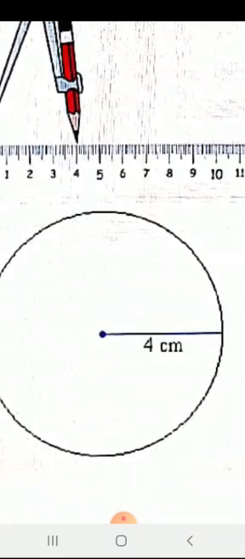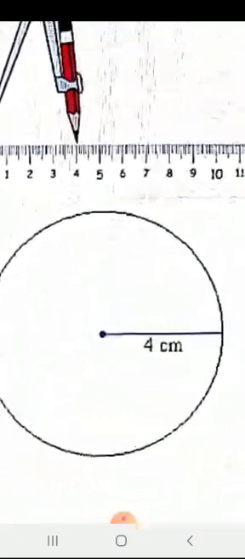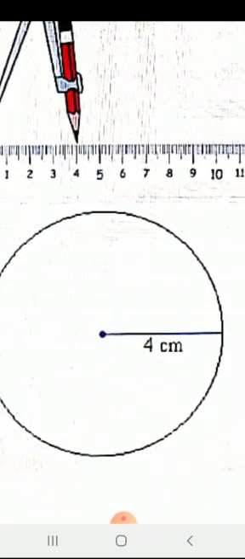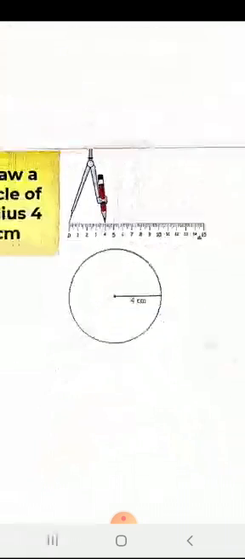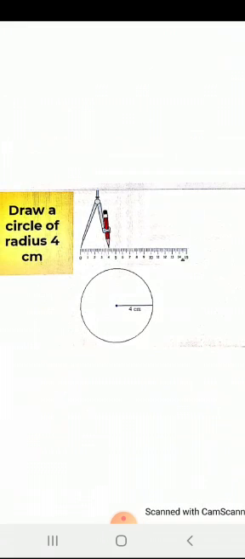We'll draw the circle. Then if you place the scale from the center point to the other end of the circle and draw a line, if you measure, it will be exactly 4 centimeters. If you measure from the center to any part of the circle, we'll get a radius of 4 centimeters.